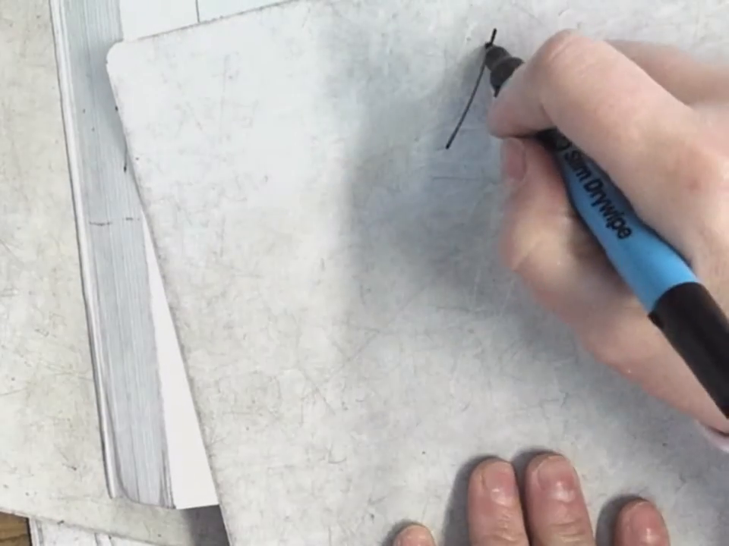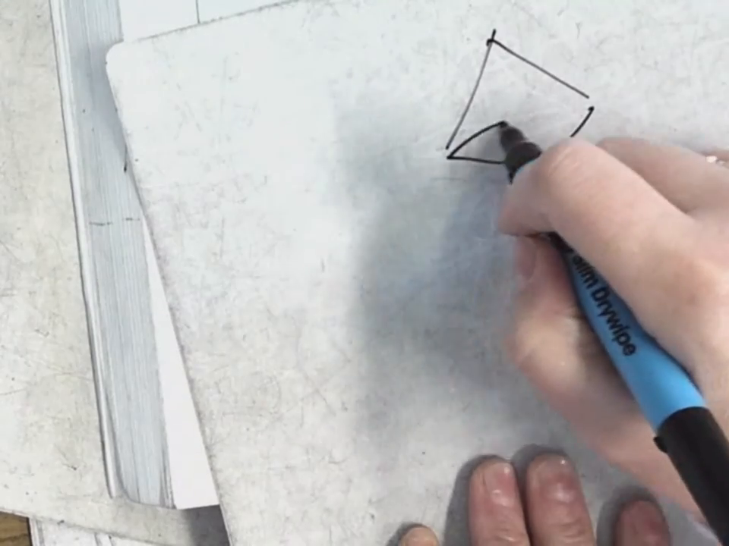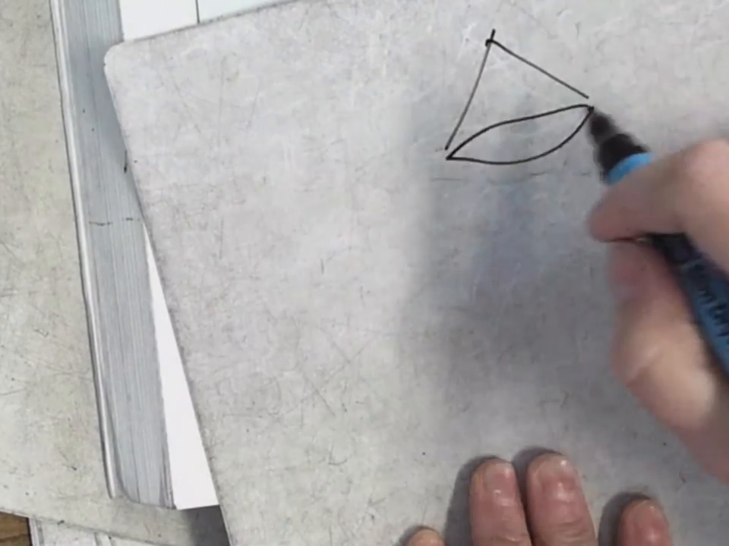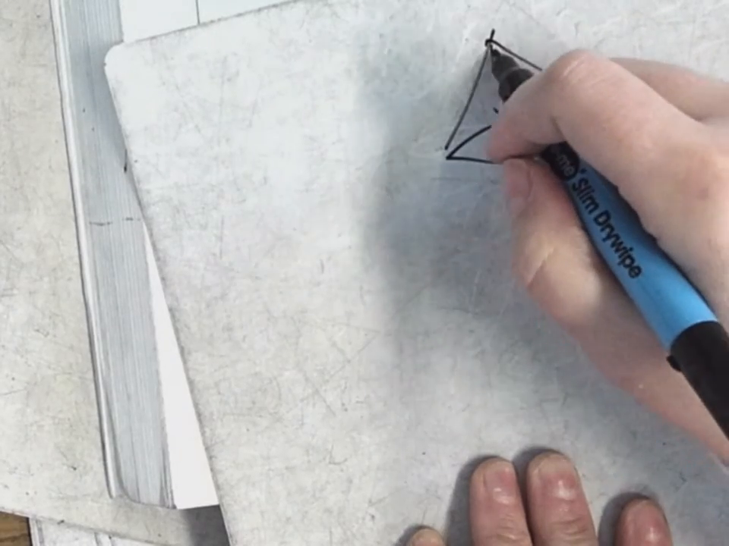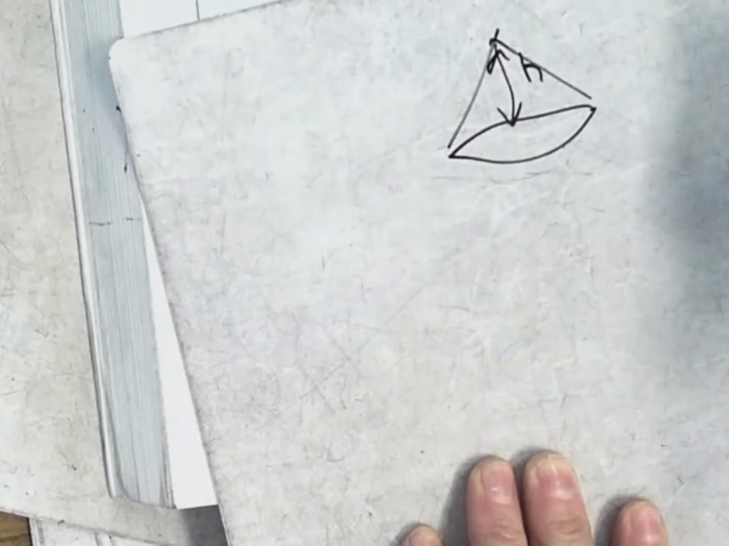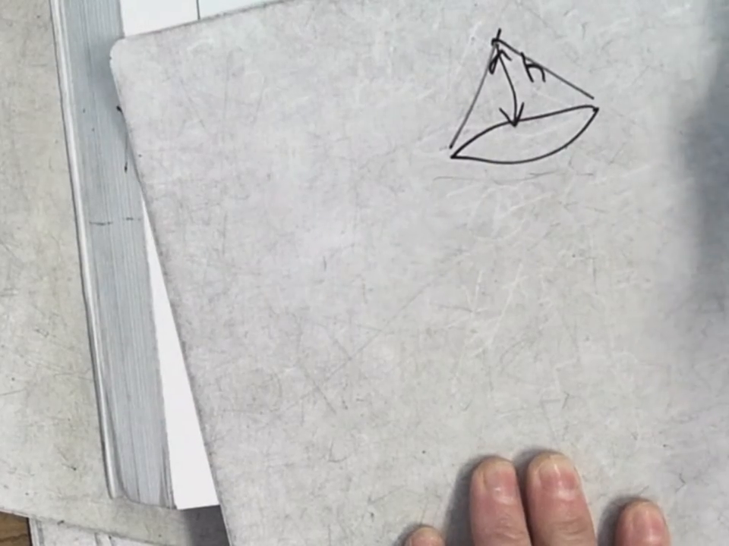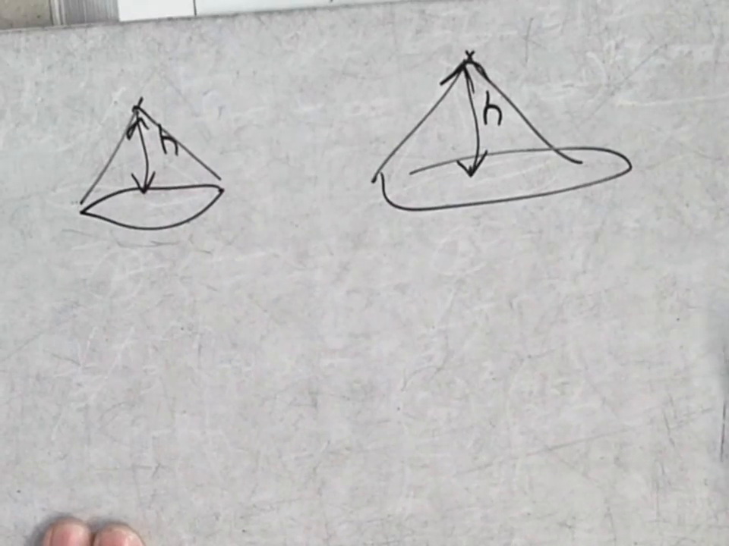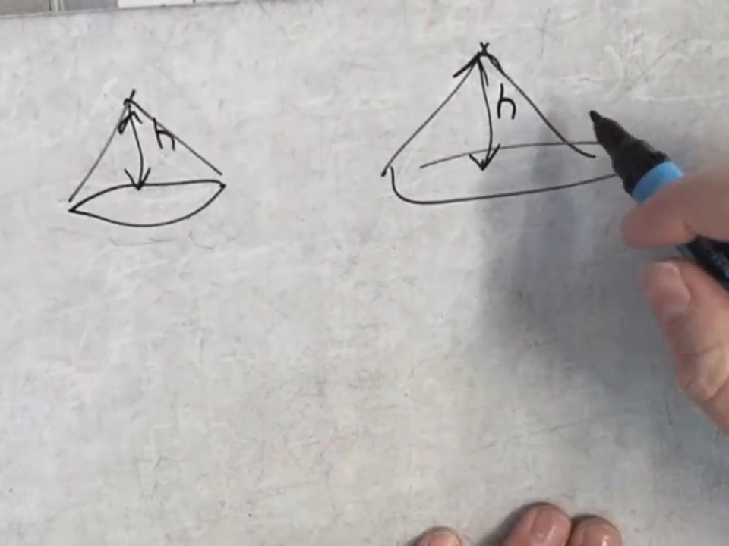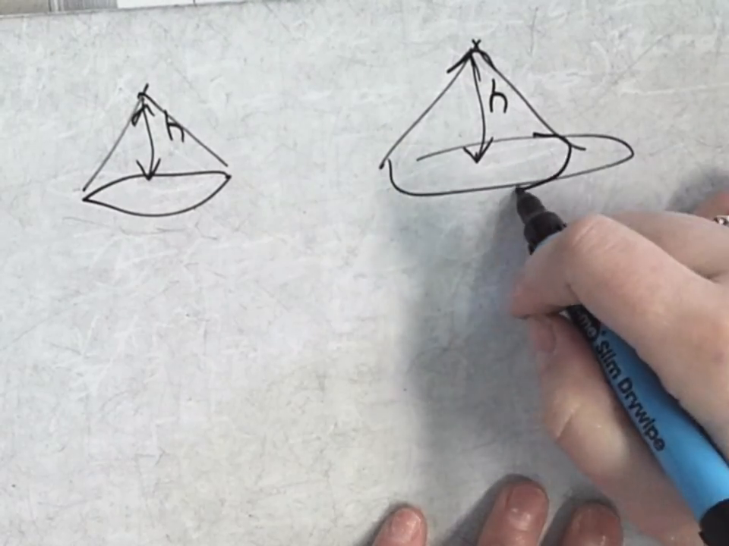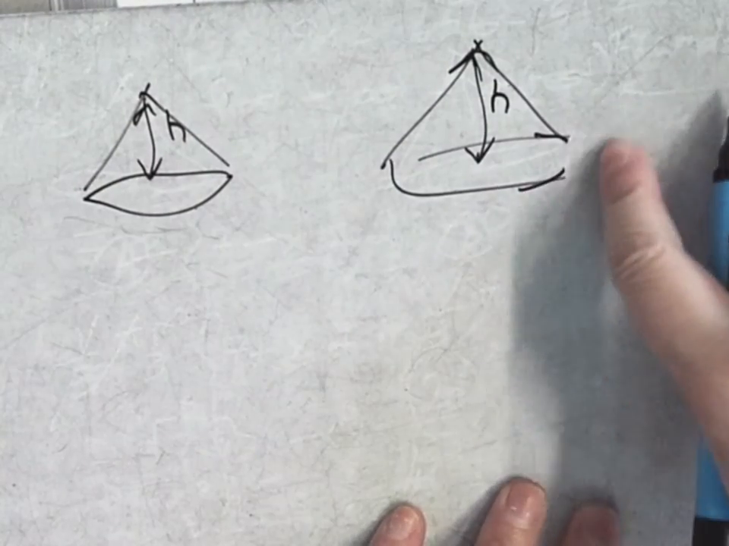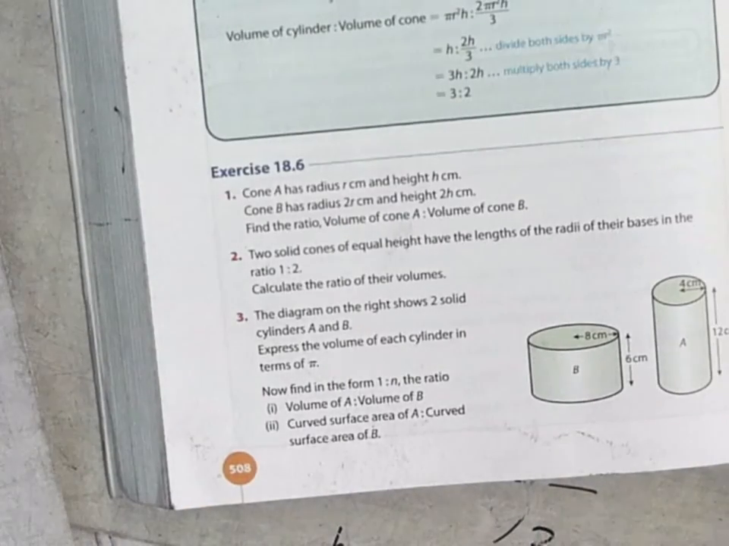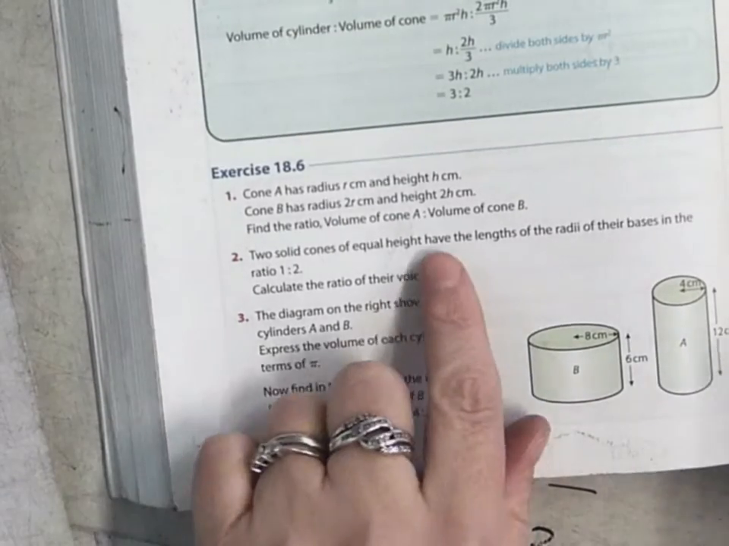I have a cone here and I have a cone here, and they tell me they're equal heights. So we'll just say this has a height h, this also has a height h, and it's the same h, right? So they both have the same height, so I'll take that away a minute, read some more.